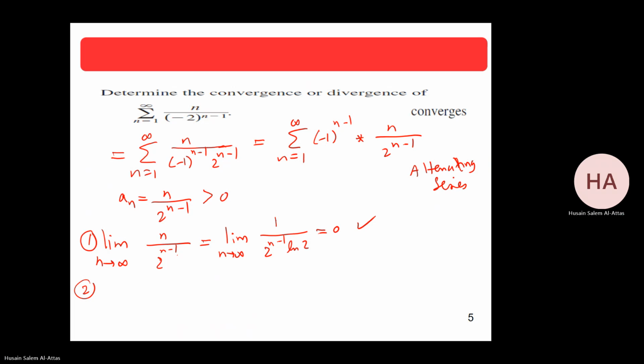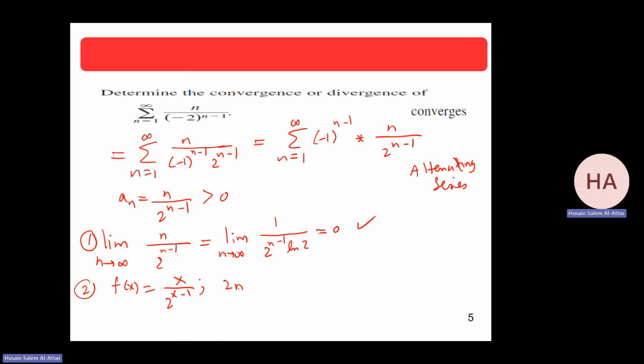This is not a direct one. It's a little bit tricky to show that a_n is decreasing. You can do it using the derivative. Take the function x over 2 to the x minus 1, do the derivative. It should be negative. Or you can do it by algebraic things.